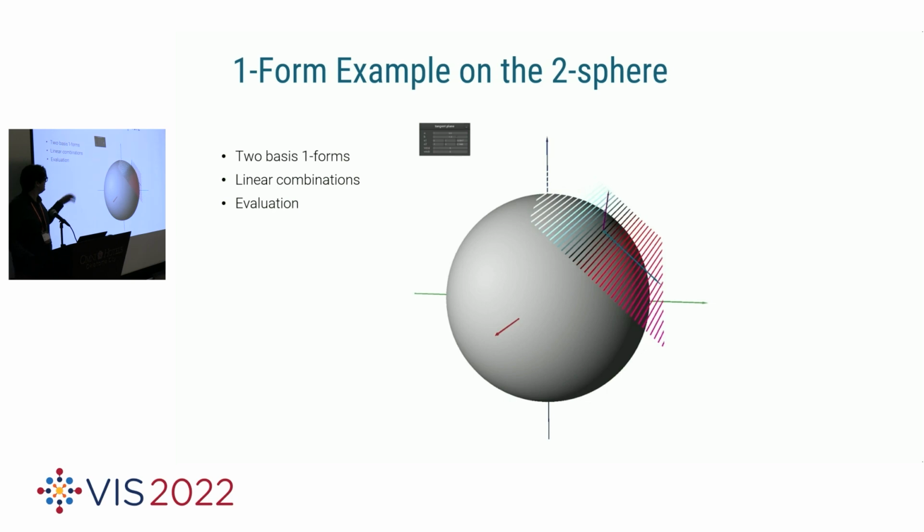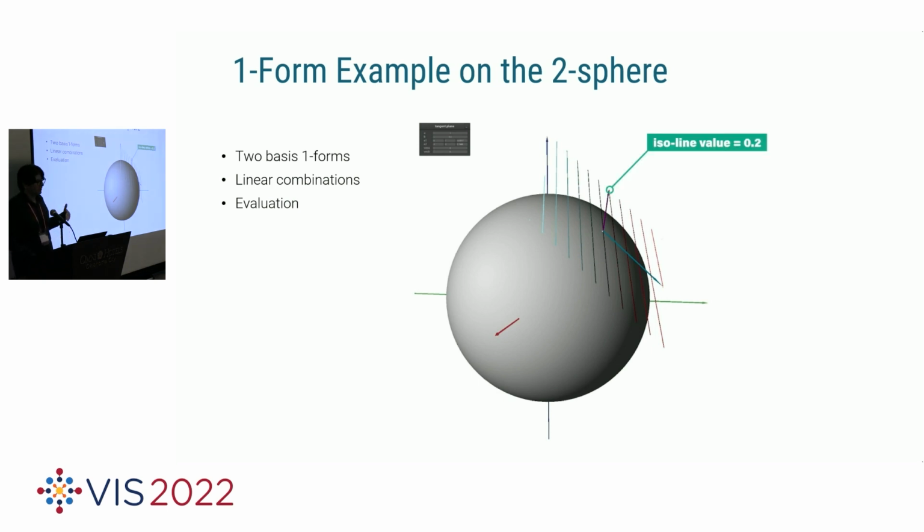So I can increase the magnitude, which makes the isolines go closer to each other and evaluate vectors to higher numbers. I think I also have an example in a second. Right, so here are just examples of how changing the one forms would result in different evaluations of example vectors that we have here.